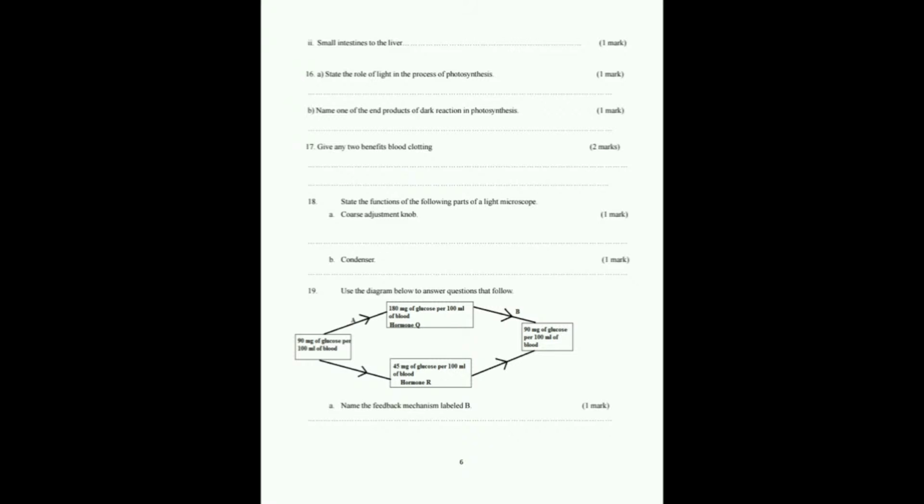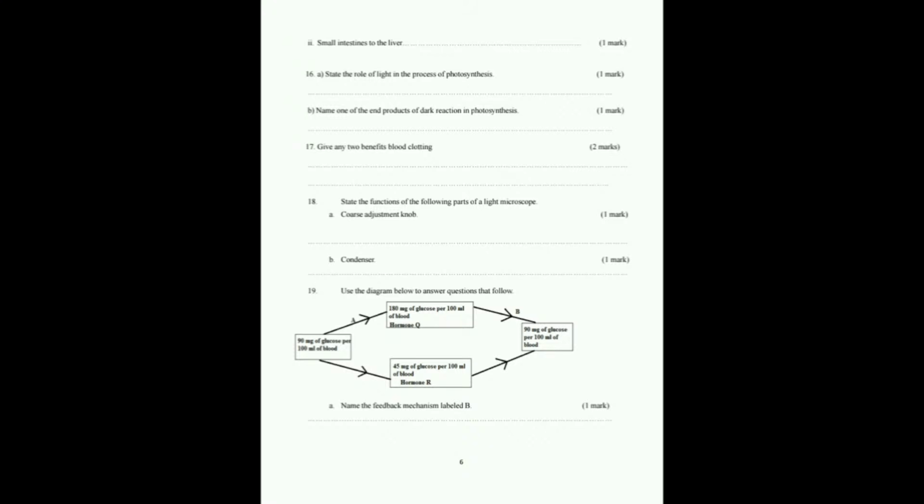Yes, there's that diagram. Question 19. Use the diagram below to answer questions that follow. Because you can see the diagram, there is glucose under normal circumstances. Then glucose is rising. Then when it is too excess, of course, there's something that is happening so that it is taken back to normal. Then look on the other side, of course, glucose is also going down. And then there is a corrective mechanism that brings it back to normal.